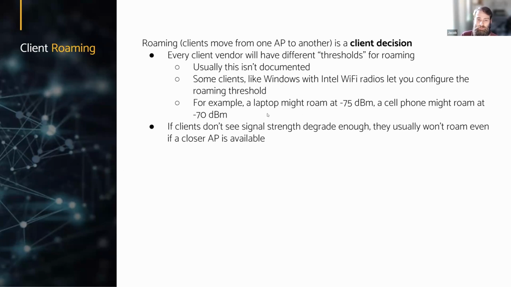The important thing is almost every client is going to consider signal strength when they roam. If a client does not see the signal strength degrade, they're not going to roam, even if there's a better AP available. If I still see an AP at minus 65 and I'm at one at minus 45 right above me, why would I roam? I can still communicate just fine. So that's one reason you need a lower transmit power for roaming to work.